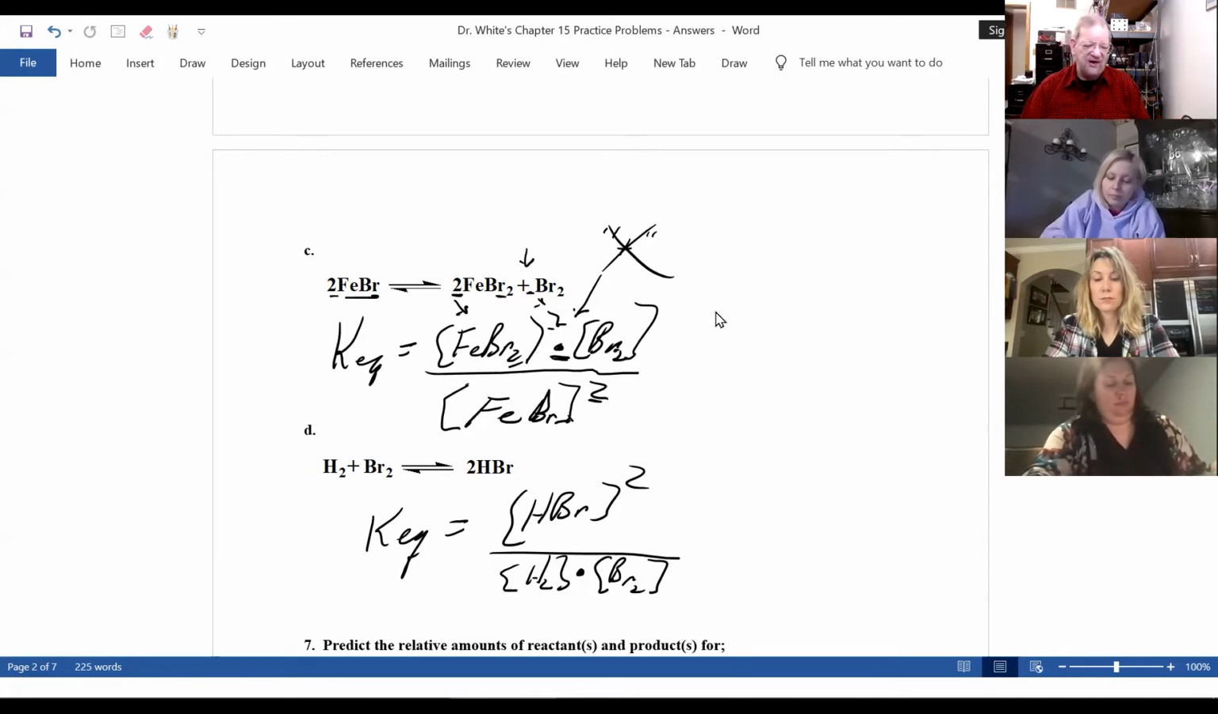And if we look at the next one, you can see the same thing. HBr on the top to the second power, concentration of hydrogen, and concentration of bromine. And that's how you do equilibrium constant.